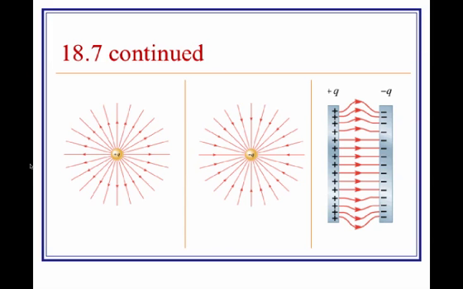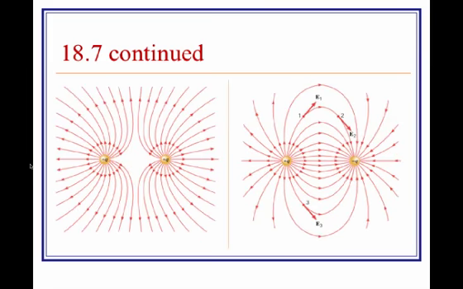Now, the only place where the field differs is at the edges of a parallel plate, where it bulges out into that extra free space. But through the middle of a parallel plate capacitor, the field strength is always going to be the same, and it doesn't depend on how far apart the two plates are from each other. So that's all that we're really concerned with.